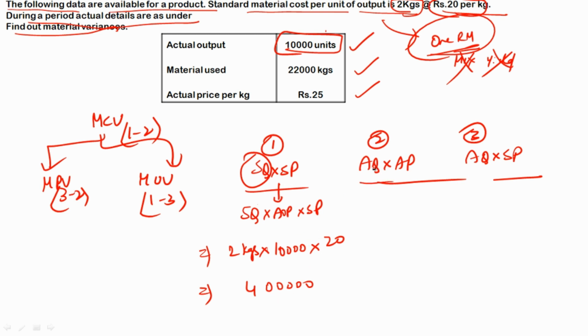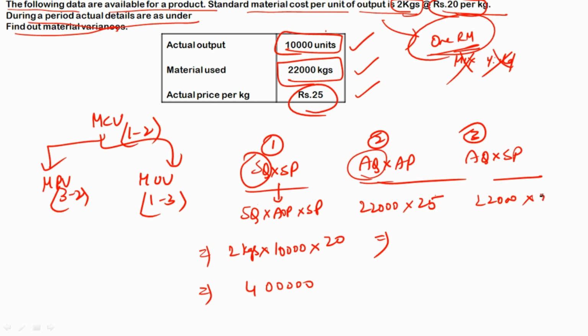Coming on to formula 2, actual quantity into actual price. I told you what is AQ? Actual quantity of raw material consumed for actual output of finished goods. So what is actual quantity of raw material consumed or used? 22,000. It is directly given. Into actual price, that is also directly given. How much is that? 25. Then you have actual quantity, 22,000 into standard price, 20. That's it. We're done with all the numbers.